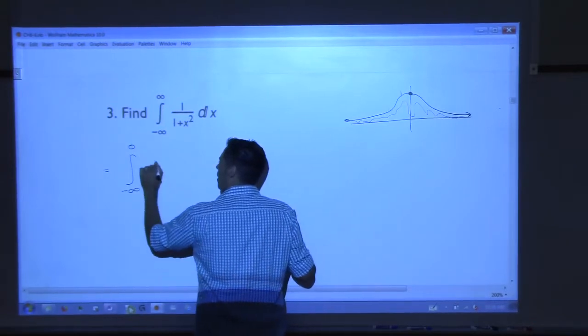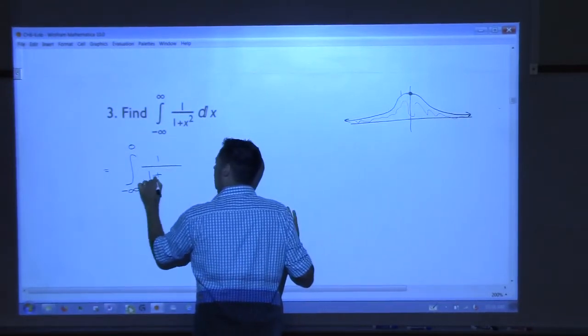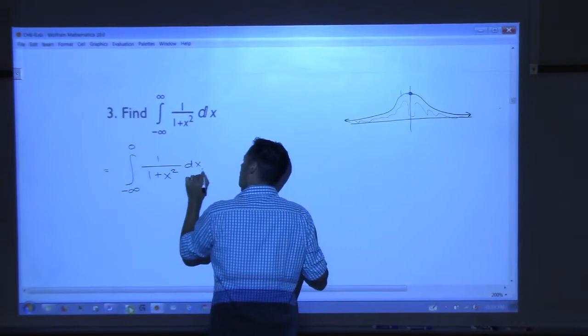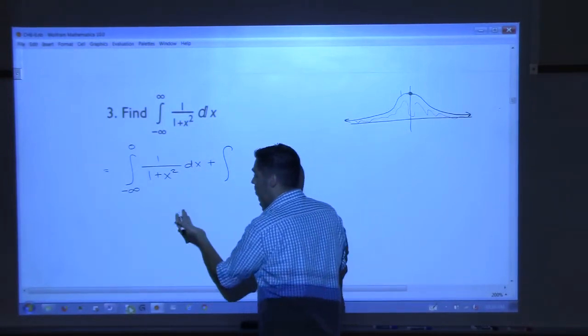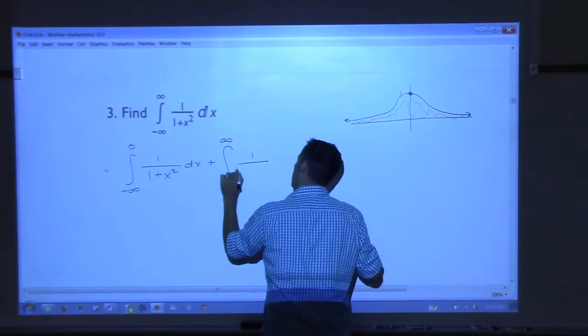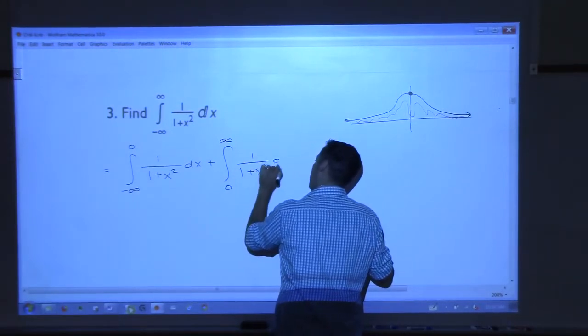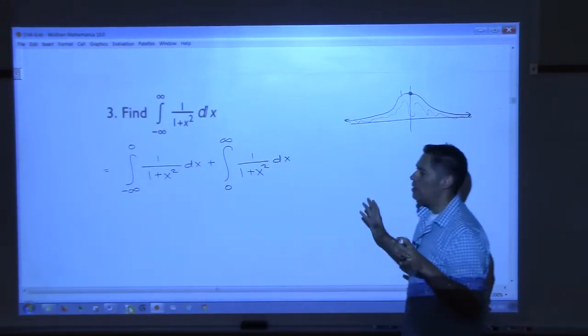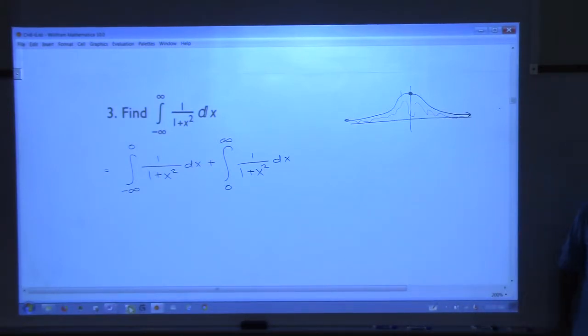All right. And then here's this. Plus, now I need to pick up from where I left off, which is 0, and now I go to infinity, and it's the same thing I'm integrating. So now I have two different improper integrals, and for each one of those I need a limit now. Limit now, right?